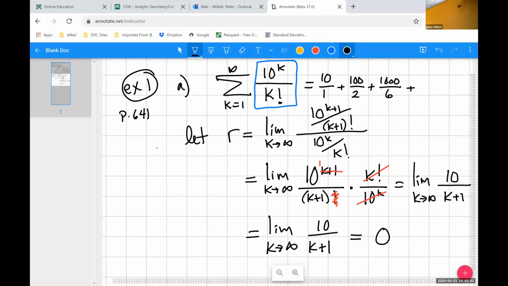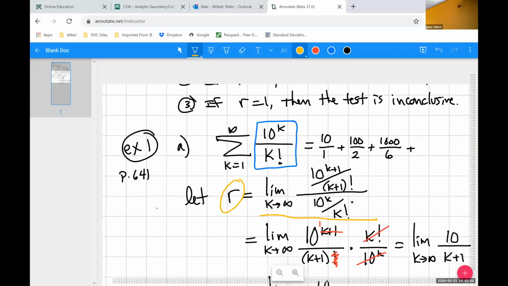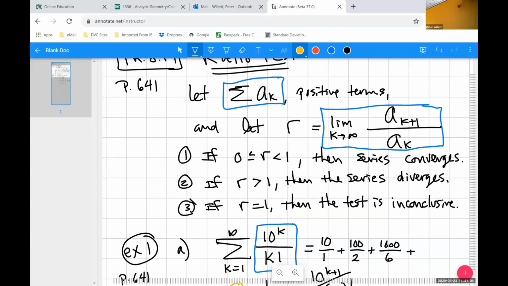Okay, so what were we doing here? We were calculating a limit, this number r, of this ratio of successive terms. And based on the value we get from that, we're supposed to be able to draw a conclusion about being able to converge or diverge using the ratio test. So if r is equal to 0, what does the test tell us we should conclude?